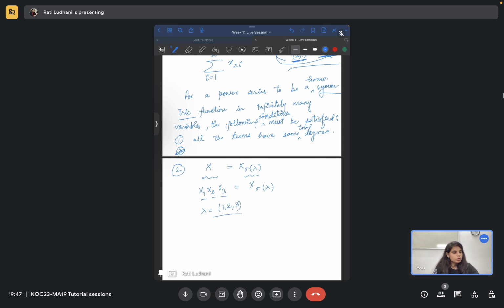Now what is this sigma? Sigma belongs to the automorphisms of n, or if you want to write, permutations of n. What does that mean? It is not restricted to just a finite number because we are in the infinite variable situation. So infinite variable means sigma should also be permuting in that infinite set.